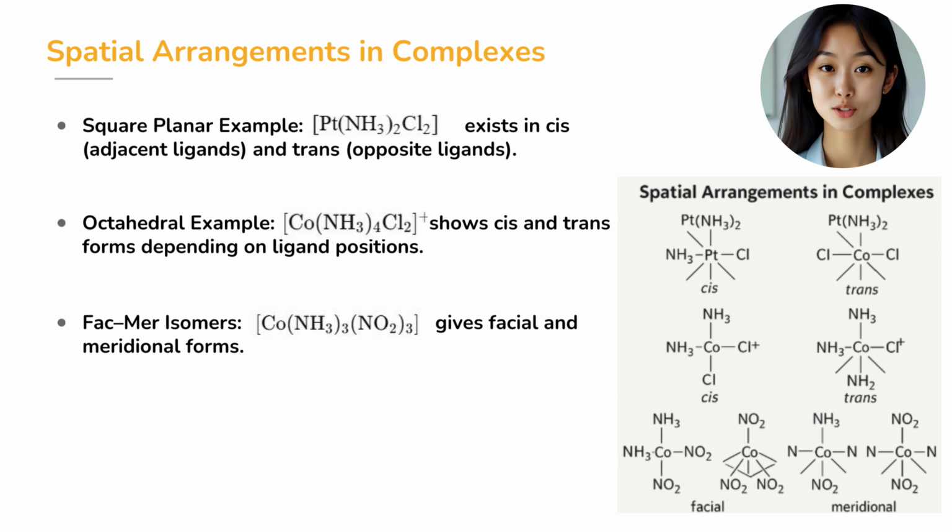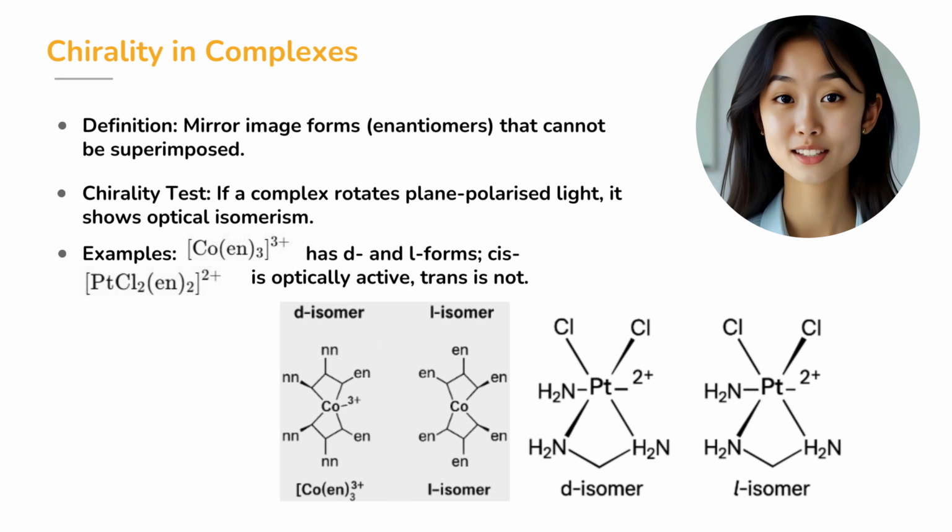So, bachcho, geometrical isomerism is all about how ligands are arranged around the central atom. Small changes, big effects. Now, bachcho, let's enter the world of mirrors, the world of optical isomerism. Have you ever tried wearing your left shoe on your right foot? Doesn't fit, right? That's because left and right hands, or shoes, are mirror images but cannot be superimposed.